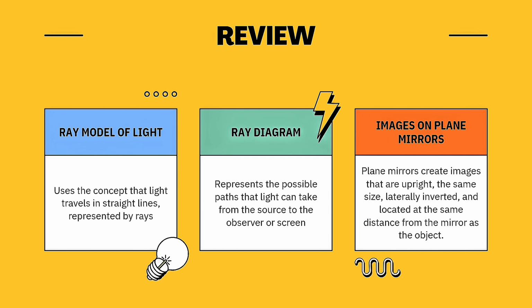Reflection is the bouncing back of light from a surface. Absorption happens when light energy is taken in and converted into heat. Transmission happens when light passes through transparent materials. A ray diagram shows the path of light rays.